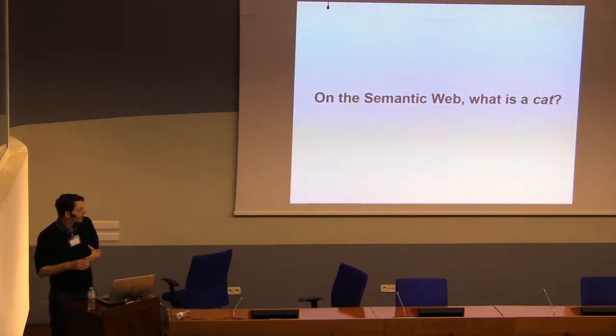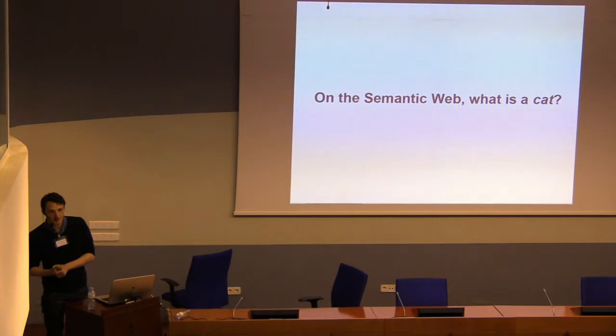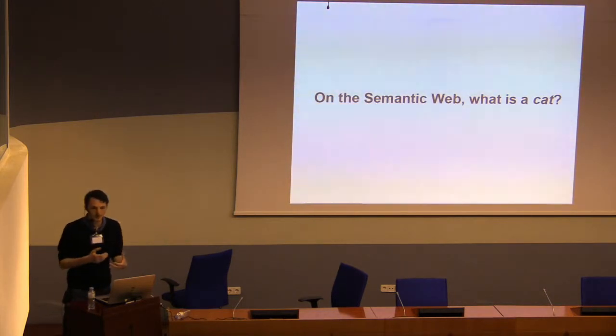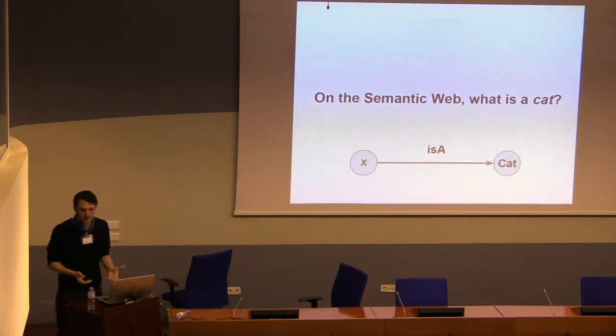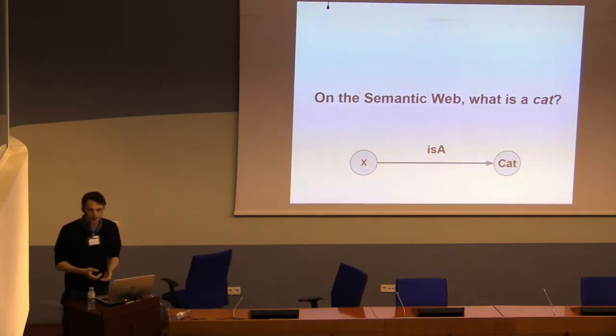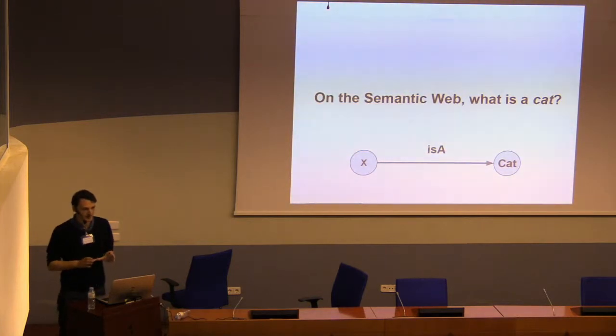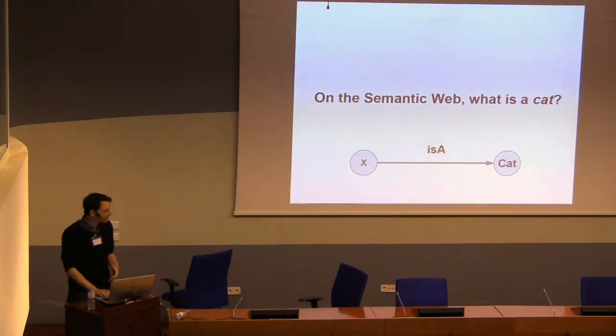And I investigated this a bit more, not about relations, but about concepts. So in the semantic web, what is a cat? Imagine you find an entity and you know it's a cat. What do you know about this entity? Well, if you're in a very specific domain, you might infer a lot of things.